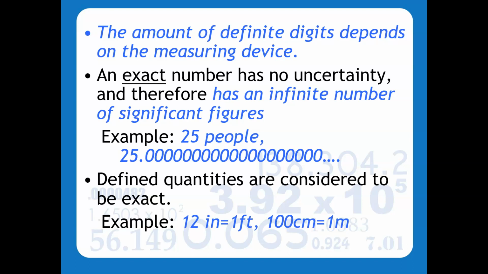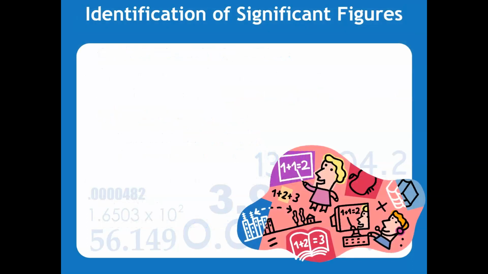Anytime you have defined quantities, such as these conversion factors, like 12 inches equal a foot or 100 centimeters equal a meter, those are considered exact and again, will not limit your number of significant figures in calculations.